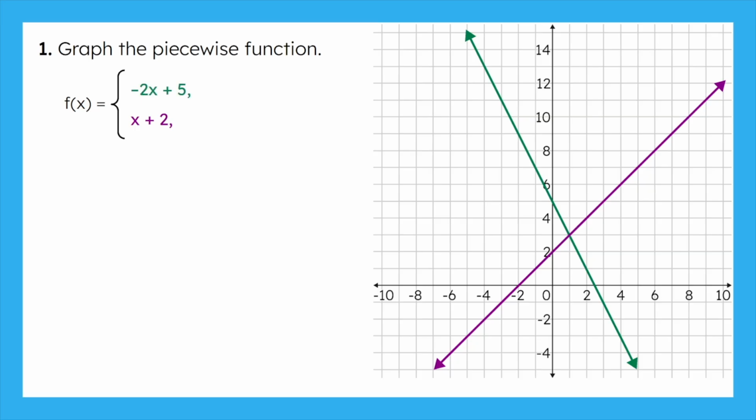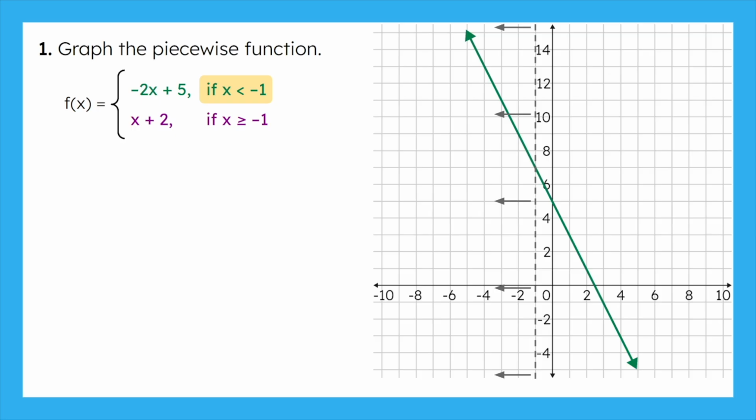This is where the domain for each interval comes in. The first interval has a domain of all x values less than negative 1. That means those are the only x values included in the function, and we can erase any part of the line that doesn't satisfy the domain. But before we can move on to the next subfunction, we need to figure out what the endpoint, where we just cut off the line, looks like.